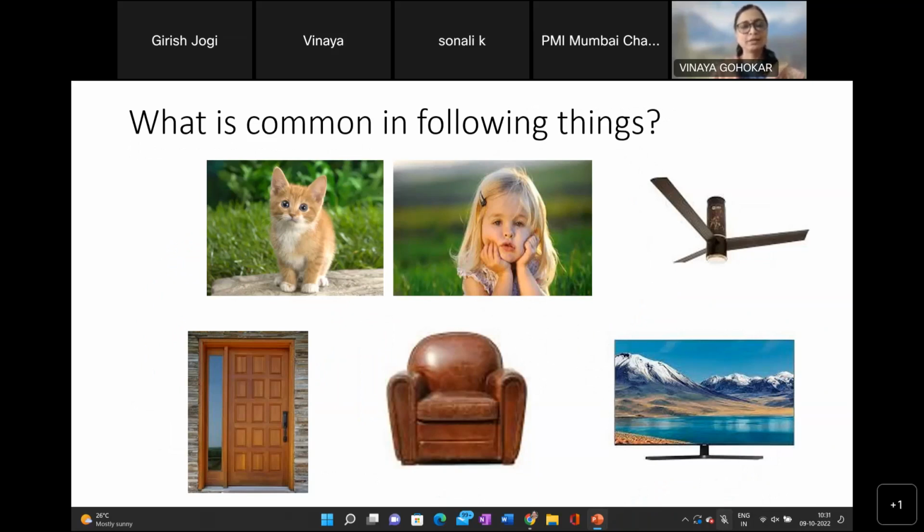There's an animal, a person, a door, a chair, a TV, a fan. There's nothing common as such, but the only thing common among all these is that each and every one of these pictures can become a thing in IoT. You can connect your pet to the Internet of Things by giving it a tag. You can connect your kid to IoT, or track your child using IoT. You can make the door open by using sensors and connectivity. So the common thing is that everything here can become a thing in IoT.